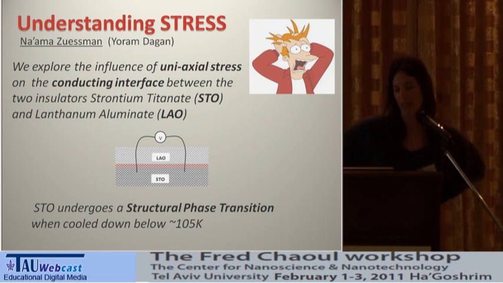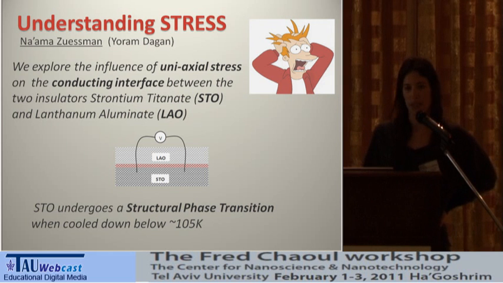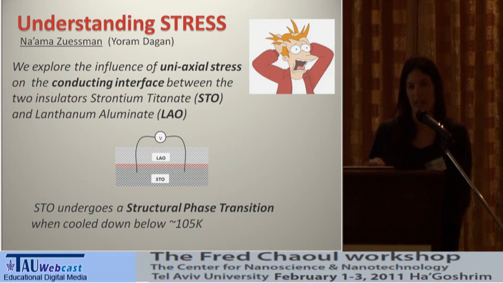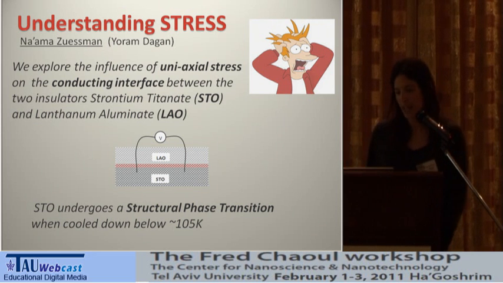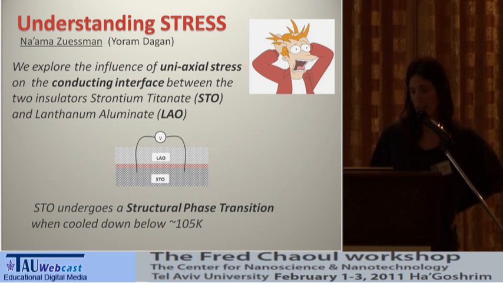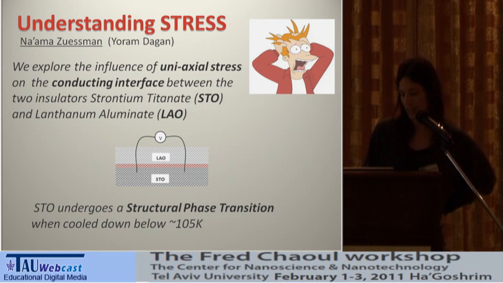What is so interesting about this interface is that while both materials are by themselves insulators, there is a layer in between them that was found a few years ago to be conducting. And there is research all over the world trying to understand what is going on there and what is really the origin of this conductance.